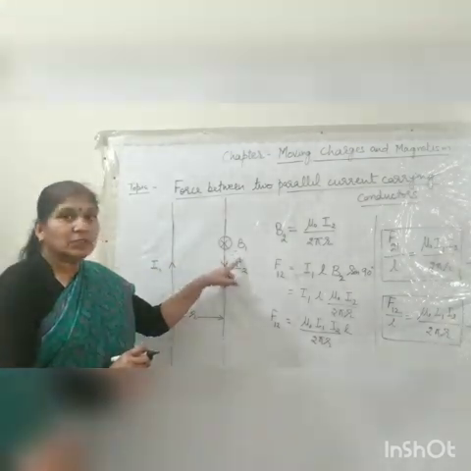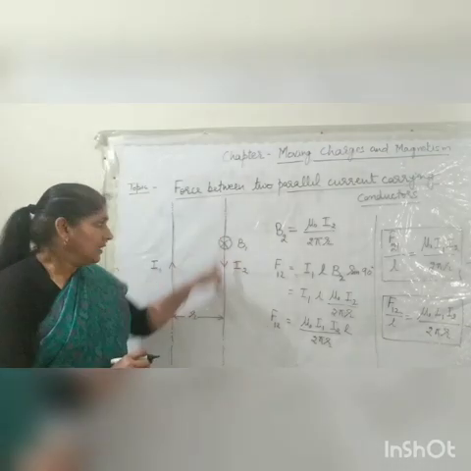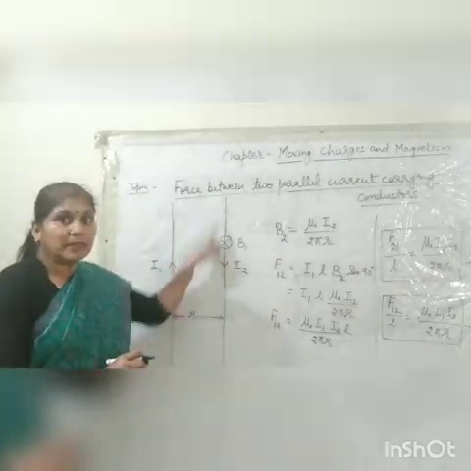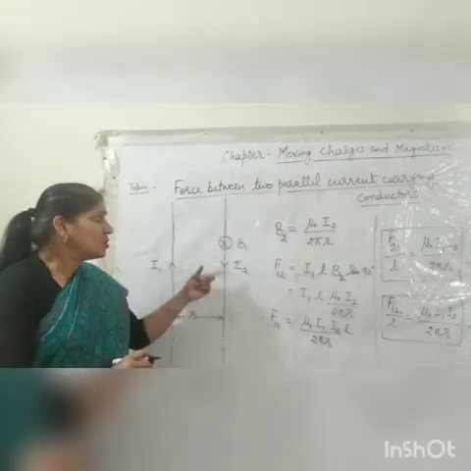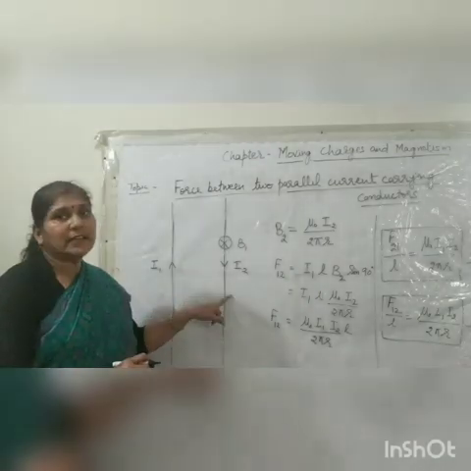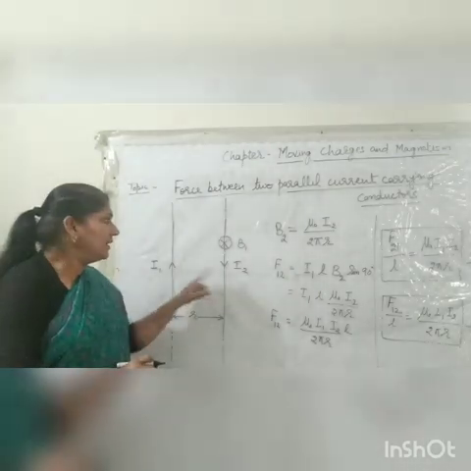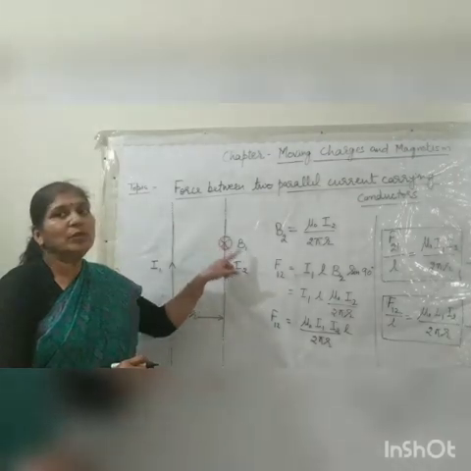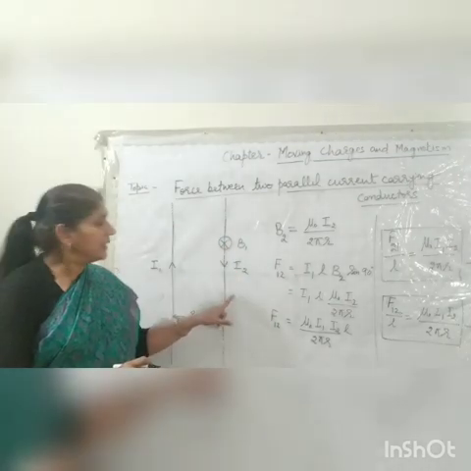So due to this magnetic field, in the second conductor the current is in the downward direction, so the force on the second conductor due to the current in 1 will be I2 L B1 sin 90 degrees.